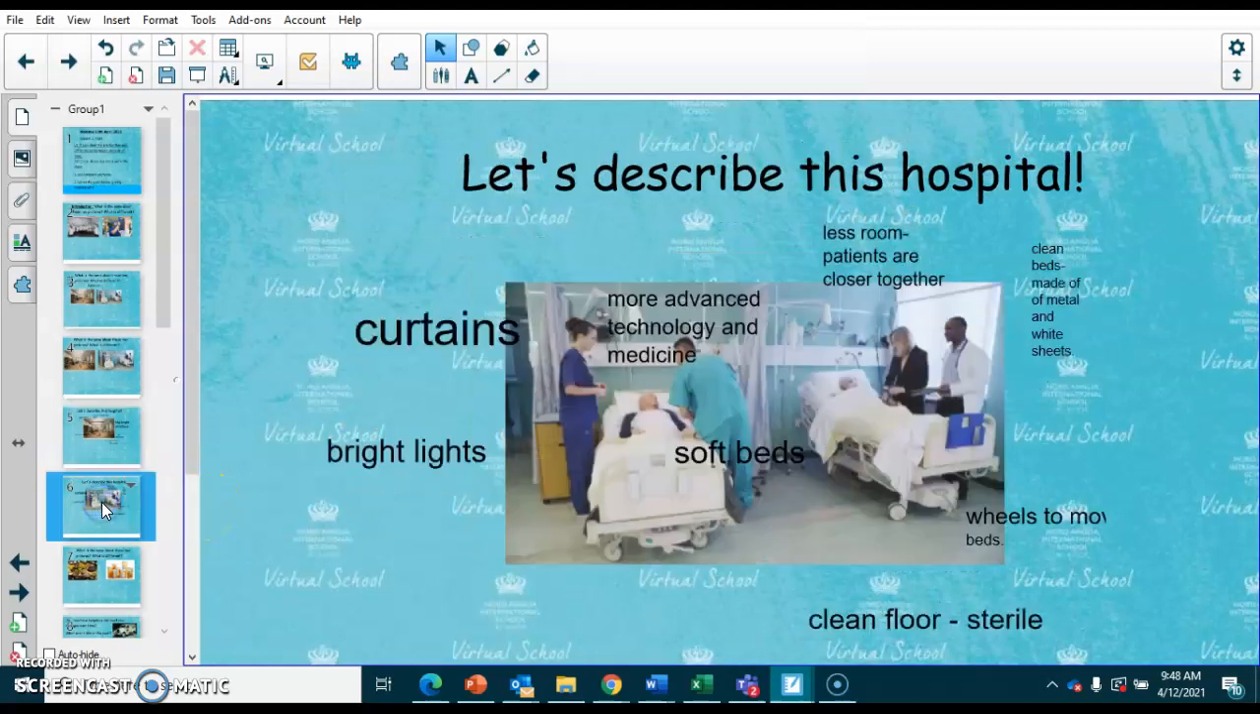So then we looked at describing this hospital. We've got curtains for a bit of privacy, bright lights, soft beds, metal beds. It's clean, there's clean floor, it's sterile, so everything has been cleaned, there are no germs anywhere at all. Clean beds are made of metal and white sheets, so there's less room, patients are closer together. More advanced technology in medicine, so they were looking at things like the lights, we've got the drip there, everything just looks a bit more advanced.